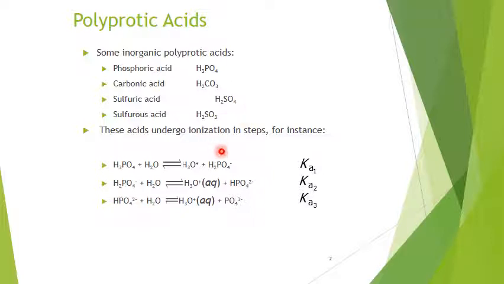But anyways, let's continue talking about, and we're going to look at phosphoric acid. And we can see that phosphoric acid has 3 hydrogens to give off, and so it has 3 different Kas. And we're going to study this guy a little bit more. Next slide.